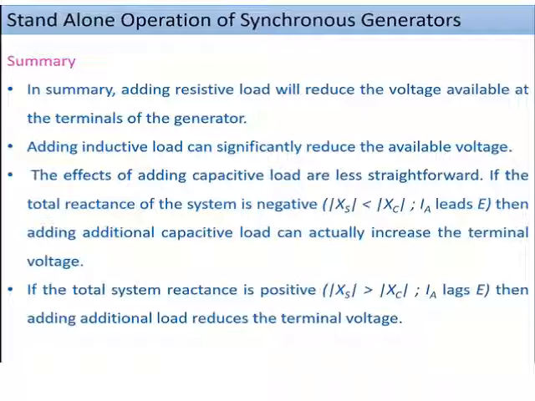If the total reactance of the system is negative, that is Xs is less than Xc, Ia leads E, then adding capacitive load can actually increase the terminal voltage as we have seen. But if the total system reactance is positive, that is Xs is greater than Xc, Ia lags E, then adding additional load reduces the terminal voltage.